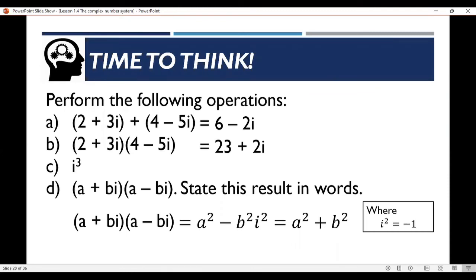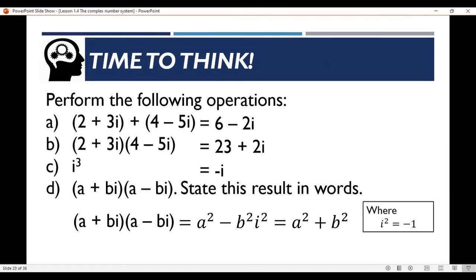What is i cube? Ibig sabihin, ano siya, pure imaginary, no? I cube. Pero ang result niyan, pwede maging, ano kaya result niyan? Imaginary din or real? Pwede na palang gamitin natin itong i squared is negative 1. Paghiwalay mo lang, i squared times i. So, ang sagot? Negative i. Yes, negative i. So, i cube is the same as negative i.